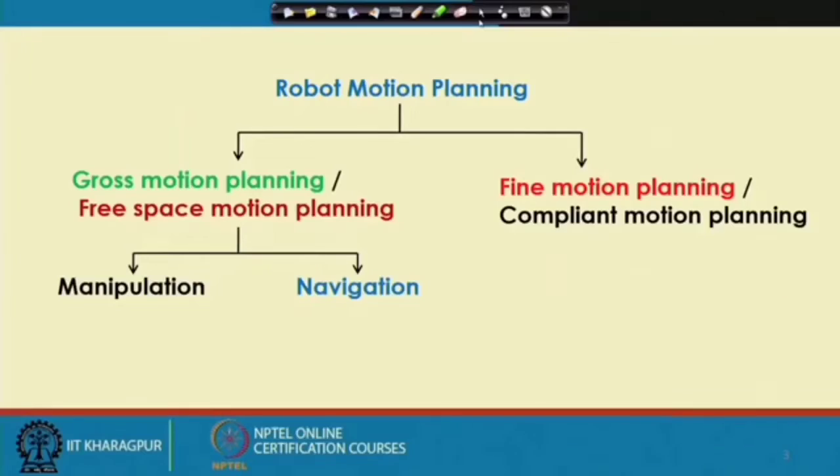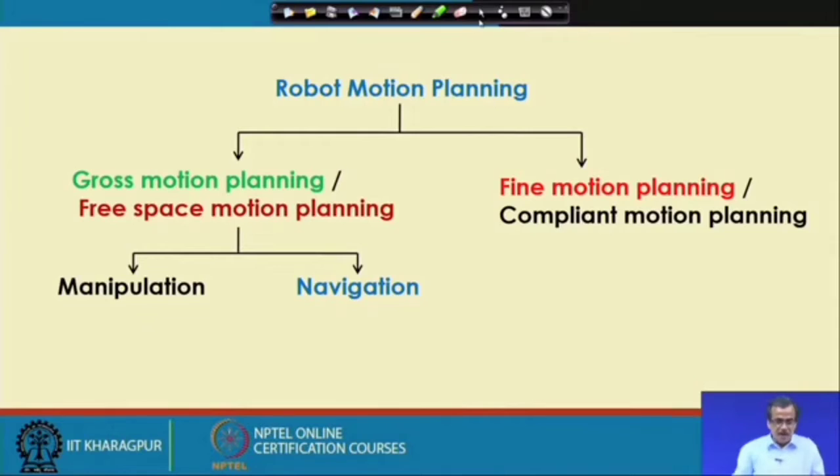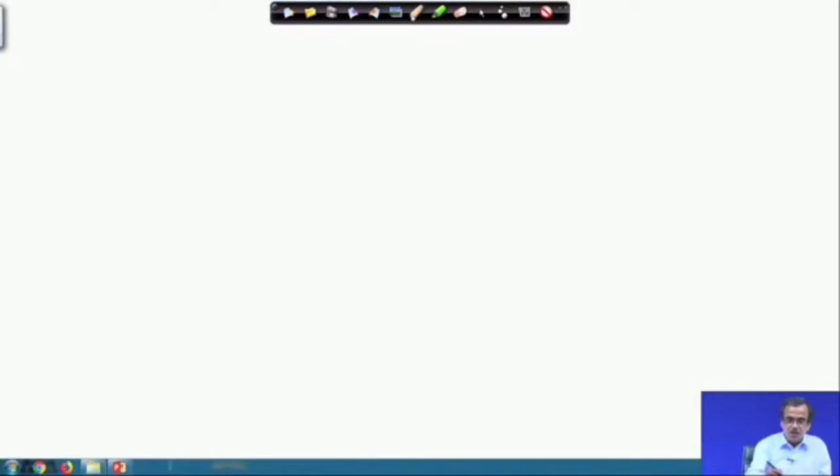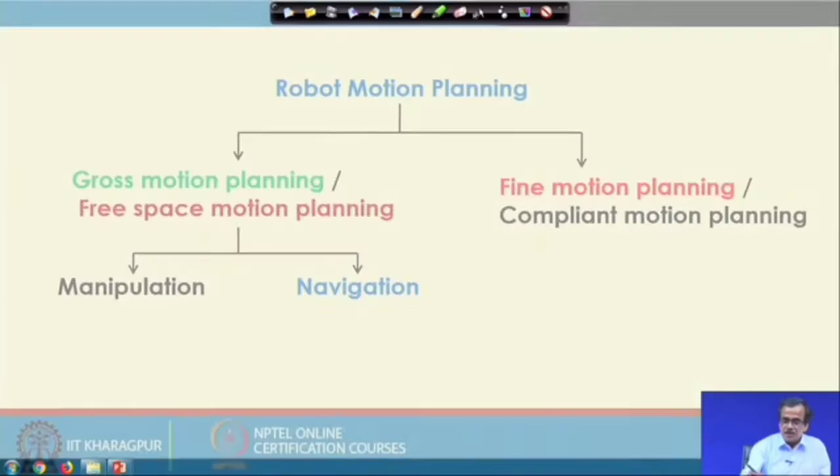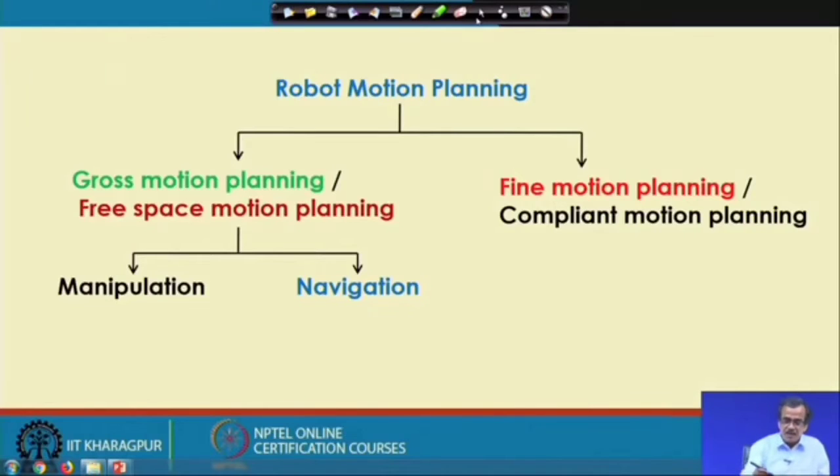Now, robot motion planning is broadly classified into two subgroups. One is known as gross motion planning or free space motion planning, and the other is fine motion planning or compliant motion planning.